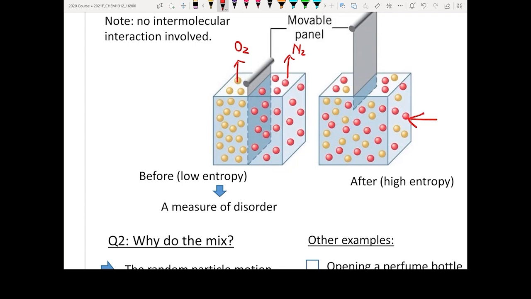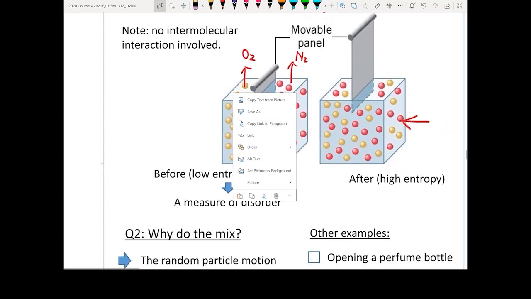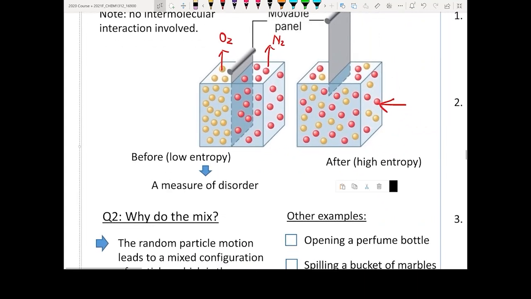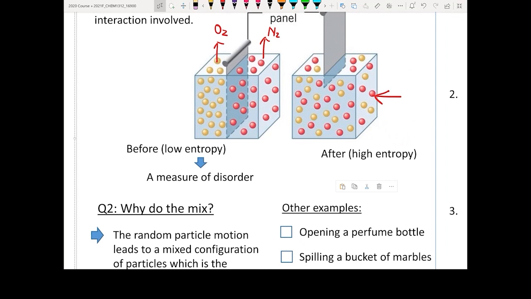Based on your intuition, you know these things will happen spontaneously, right? So what does this tell you? If you have two things, and they don't have specific interactions, once you just mix them together, this is a spontaneous process.